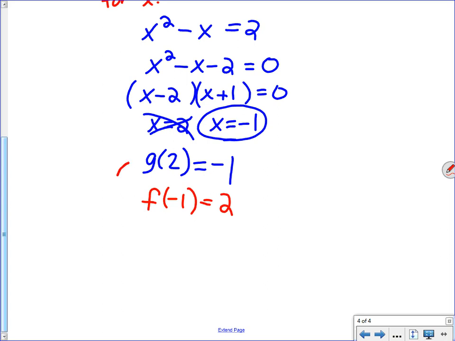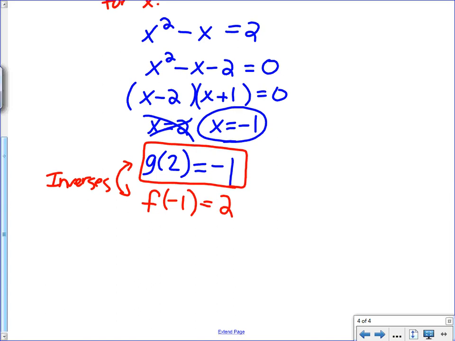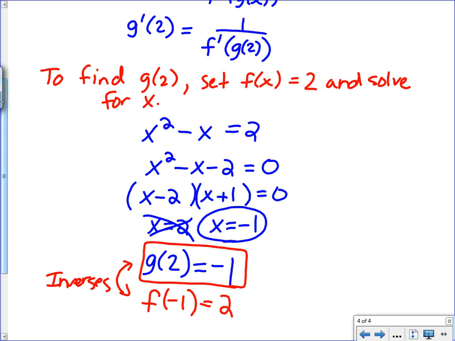And so remember, if these are inverses, they switch your x and y. So hopefully you see where your x and y is switched. But this is really what we need to solve our problem. Our original formula is g prime of 2 equals 1 divided by f prime of g of 2. Well, we just figured out that g of 2 is equal to negative 1. So I'm going to go back up here to our formula. This is now 1 over f prime of negative 1, just replacing the g of 2 with negative 1.